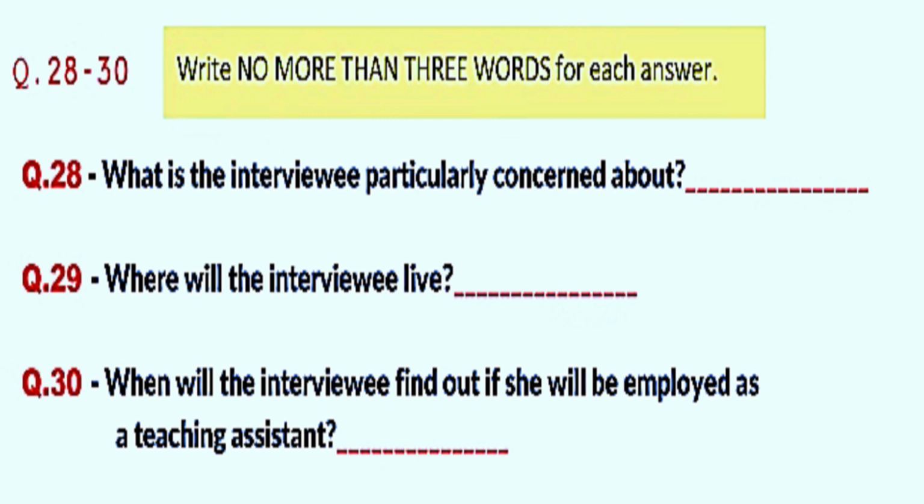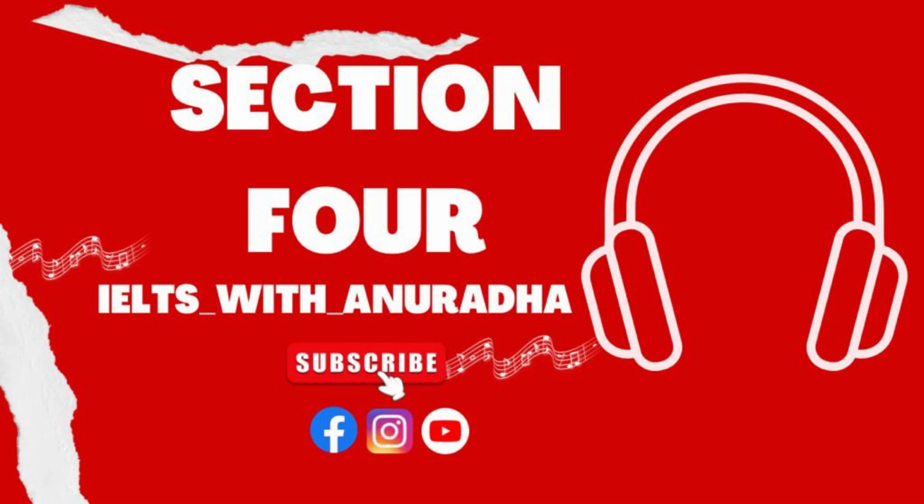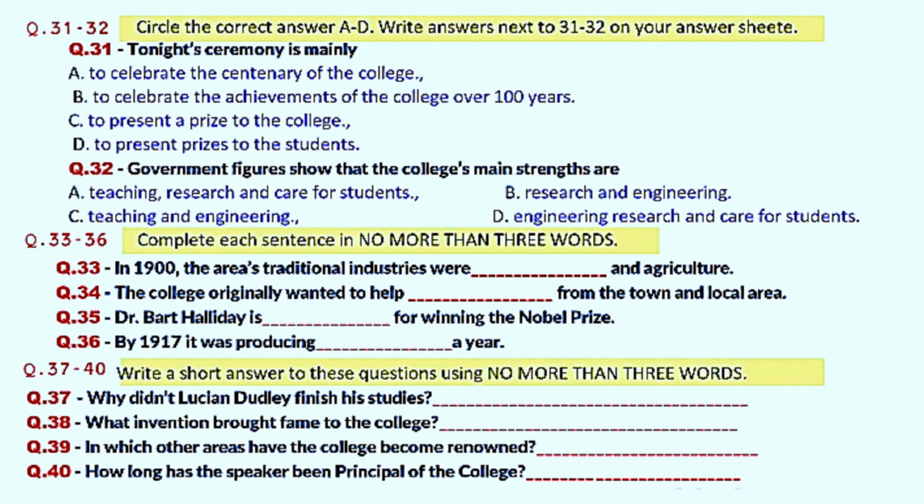That is the end of section 3. You will have half a minute to check your answers. Now turn to section 4. Section 4. You will hear a talk by a college principal. First, you have some time to look at questions 31 to 40. Now listen carefully to the talk and answer questions 31 to 40.